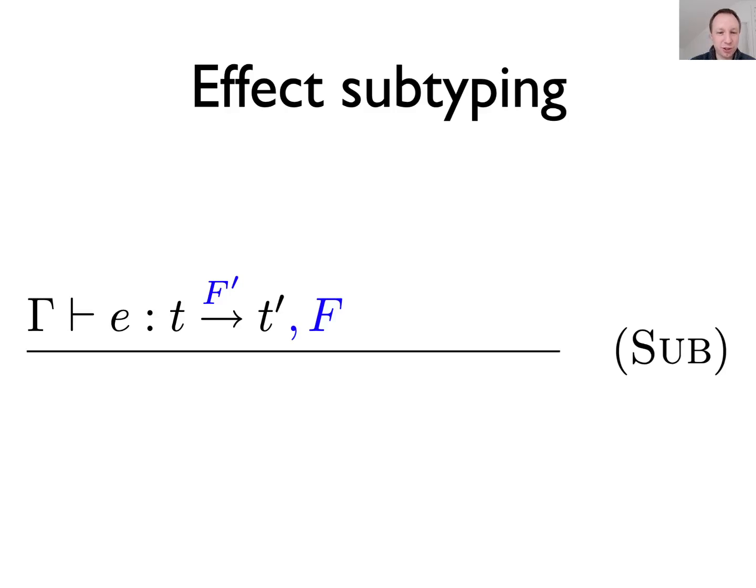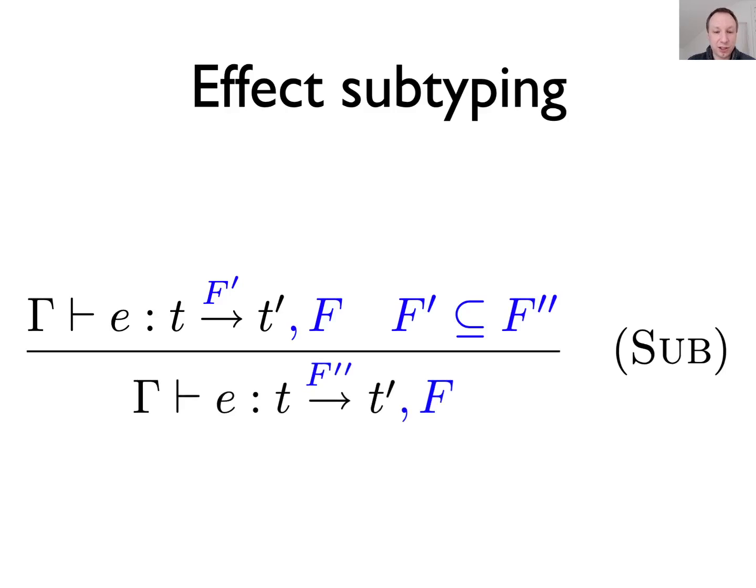We say that if we have an expression which is of type T to T prime with latent effects F prime and immediate effects captured in set F, and if F prime is a subset of the set F double prime, then in fact we can say that expression E has type T to T prime with latent effects F double prime instead of F prime. So we're saying as long as the set of effects that we've seen is a subset of a larger set that's otherwise there, then it's fine to use the larger set instead. And we add that sort of imprecision, if you like, to enable us to do this subtyping.